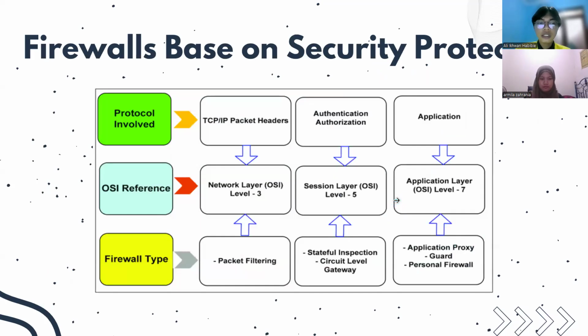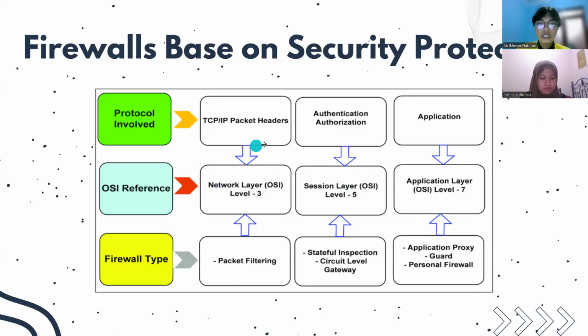This image illustrates the relationship between firewall types, the OSI model layers, and the protocols involved. It highlights three key OSI layers: the network layer or layer 3, the session layer or layer 5, and the application layer or layer 7. Each layer corresponds to a specific firewall mechanism. At the network layer, firewalls perform packet filtering, inspecting TCP or IP packet headers to allow or block traffic based on IP addresses and ports.